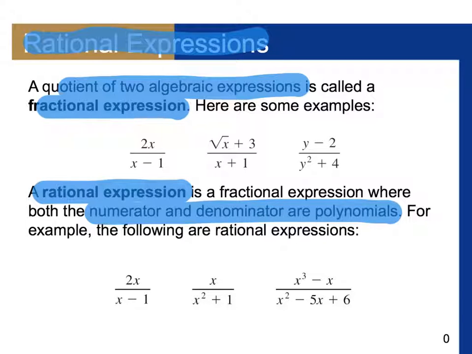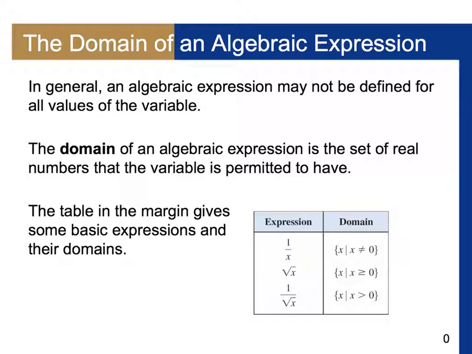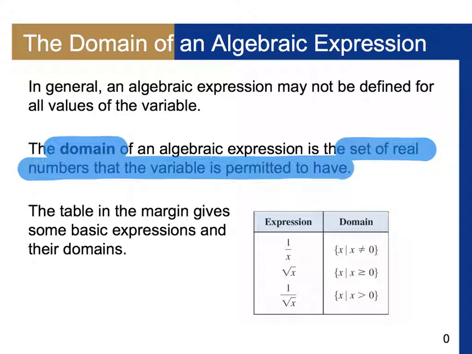Think of ratios. We talk about the domain of an algebraic expression. We think of the set of real numbers that the variable is permitted to have. So when you're talking about a rational expression, think of your denominator. Because the denominator can't be 0, you can't divide by 0. So wherever your denominator is 0, that's where your domain is undefined. So we can say the domain for 1 over x is just the set of all x such that, using our set builder notation, x can't be 0, right? Because we can't have 0 in the denominator.